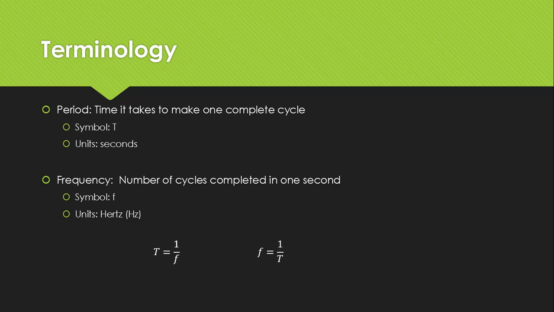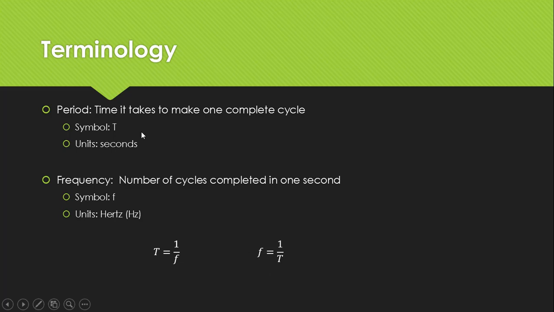Now frequency is related to period. Period talks about how long it takes to do one cycle. Frequency talks about how many cycles you can complete in 1 second. I use the little f to symbolize frequency, and its units are hertz. 1 hertz is technically 1 inverse second. So the relationship between period and frequency is that they're inverses of one another. Period can be calculated by doing 1 over frequency. Frequency can be calculated by doing 1 over period.